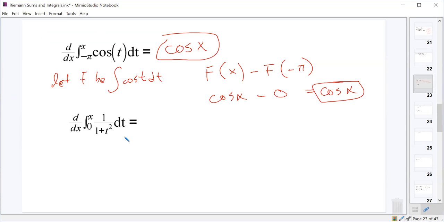One over 1 plus x squared. It ought to just be 1 over 1 plus x squared. Easy enough. Good or no? Yeah. All right.